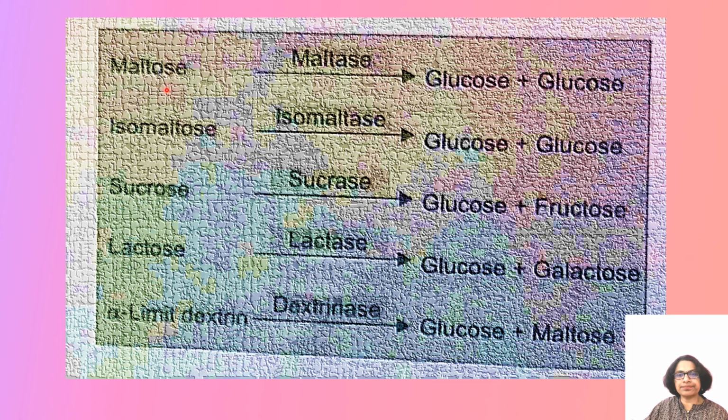And here you can see this: maltose will be converted with the help of maltase, isomaltose with the help of isomaltase, sucrose with sucrase, then lactose with the help of lactase, and alpha limit dextrin with the help of dextrinase.